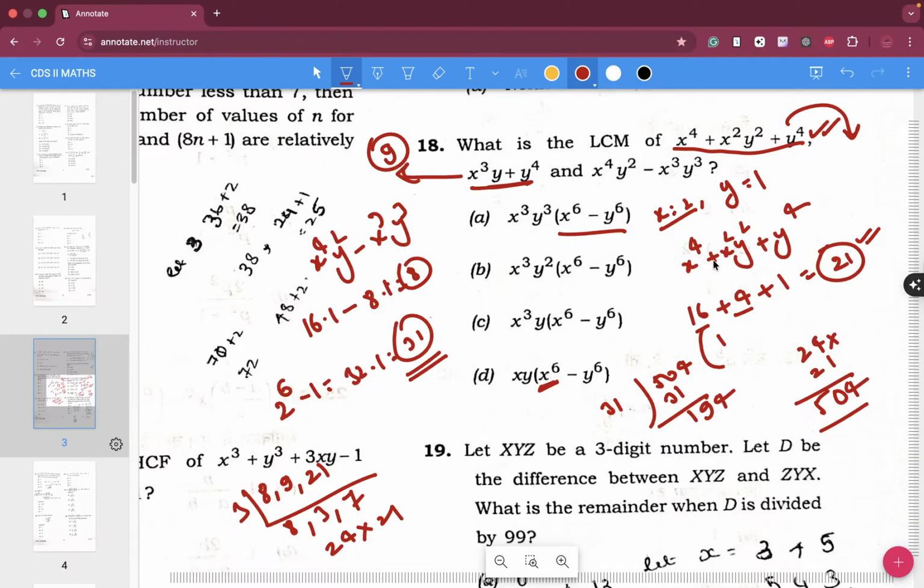x is equal to 2, y is equal to 1. x raised to the power 4, 2, 4, 8, 16, plus x square y square, x square is 4, y square is 1. This particular value is 21. There is no mistake over here. 2 cube is 8, 8 into 1 is 8, plus 1 is 9. That is also correct. 21 is correct, 9 is also correct. x raised to the power 4 is 16, 16 minus 2 cube is 8. So the LCM of 8, 9 and 21.